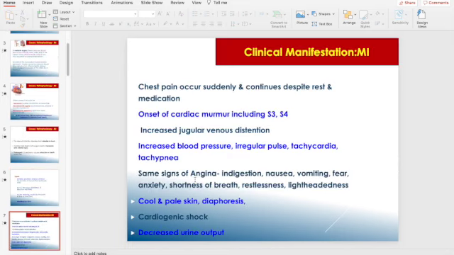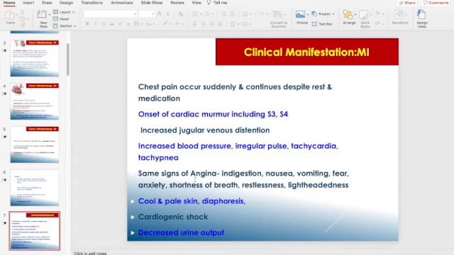It's very important to understand the clinical manifestations of myocardial infarction. When you understand the clinical manifestations, you will also be able to provide accurate management. For example, the patient with myocardial infarction will have chest pain that comes on suddenly and continues despite rest or medication. Previously we explained that the pain in stable angina will be subsided by rest or medication. But in myocardial infarction, if the patient has unstable angina that develops to myocardial infarction, the pain will be sudden and will continue despite rest or medication.